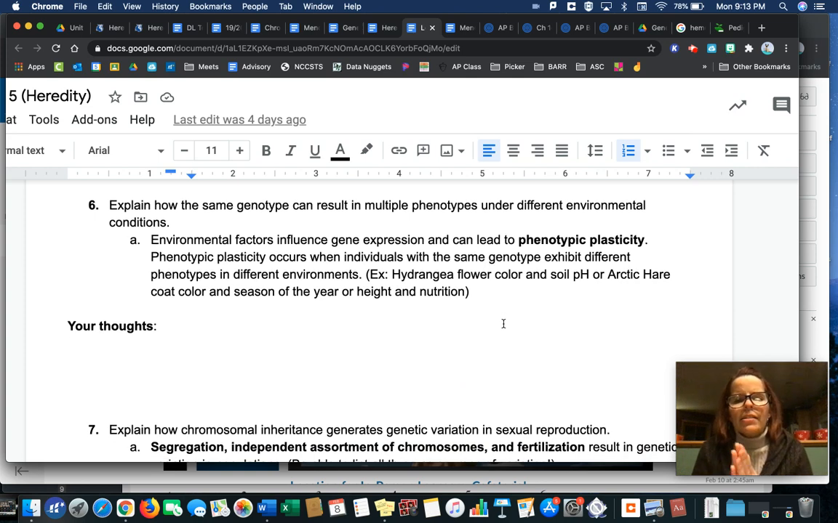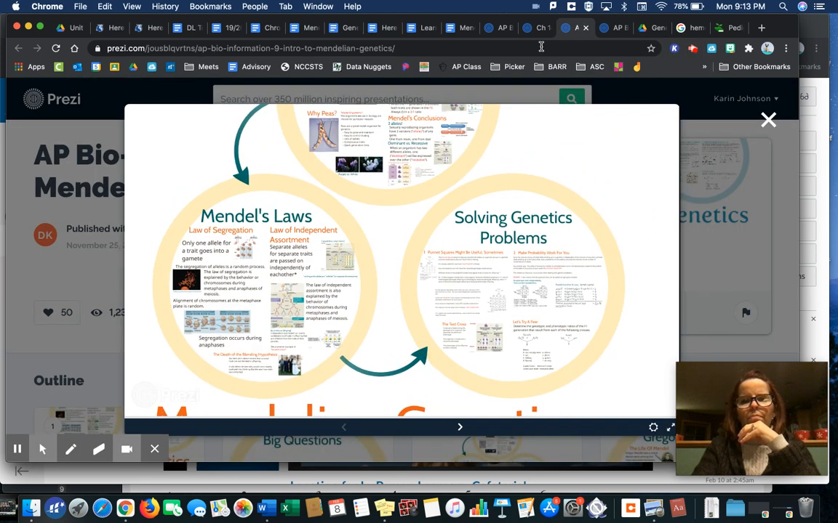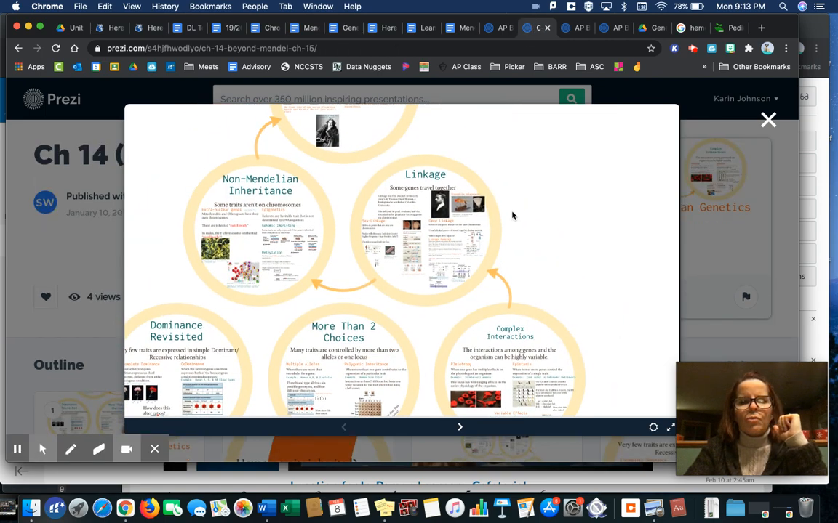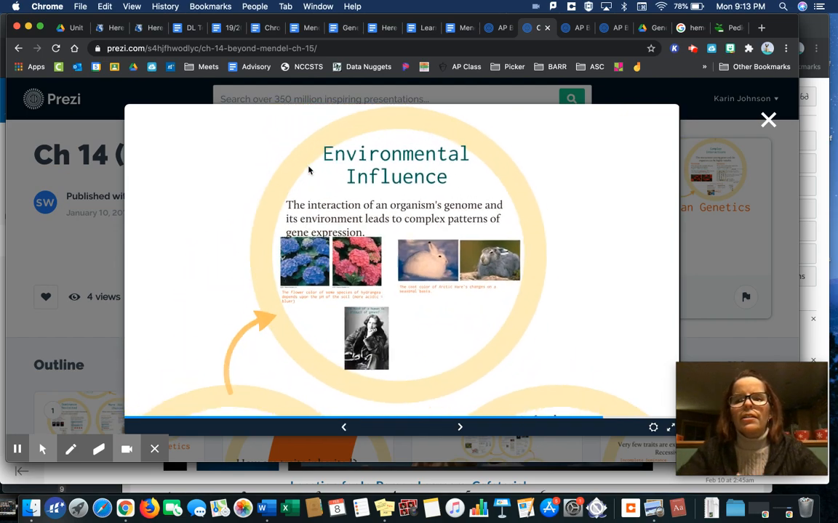Okay, explain how the same genotype can result in multiple phenotypes under different environmental conditions. So this is called phenotypic plasticity, and unfortunately, I have to think where that was. I think that's this. Nope, one more. The word phenotypic plasticity was not used in our discussion here.